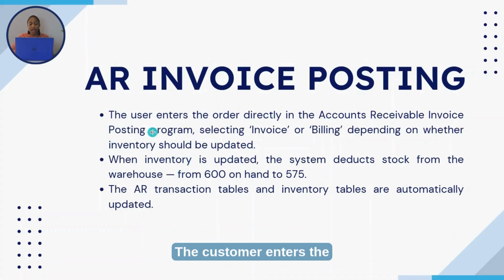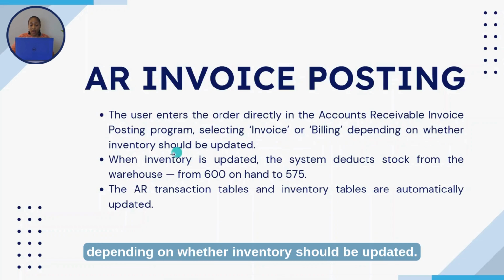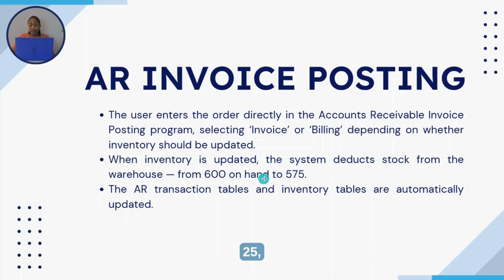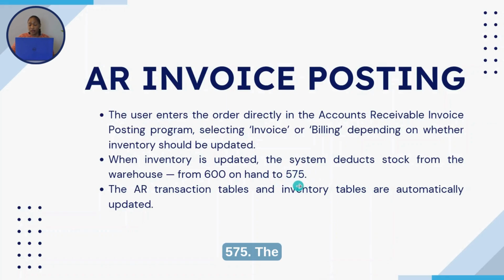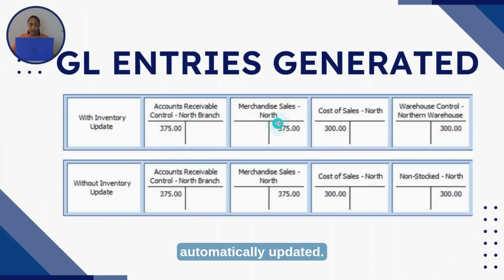The customer enters the order directly in the Accounts Receivable Invoice Posting program, selecting invoice or billing depending on whether inventory should be updated. When inventory is updated, then the system will deduct 25 from the on-hand of 600 units, leaving the on-hand quantity to be 575. The AR transaction tables and inventory tables are automatically updated.